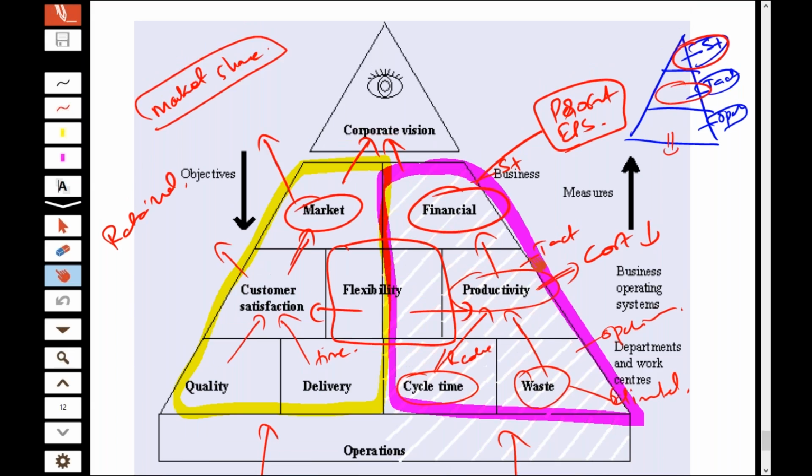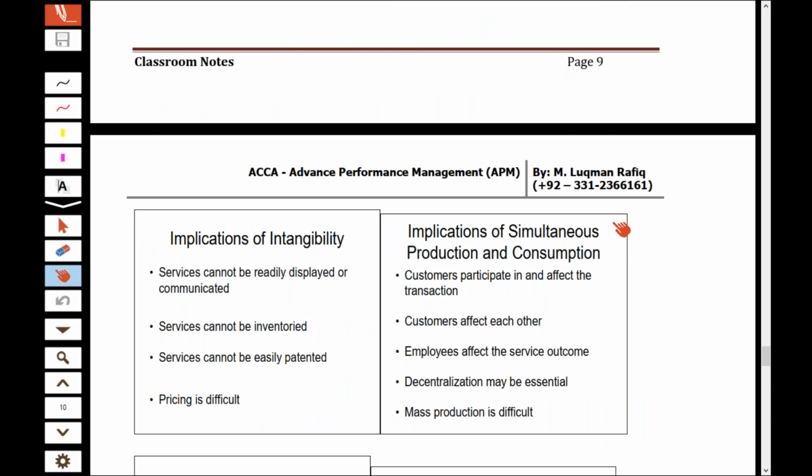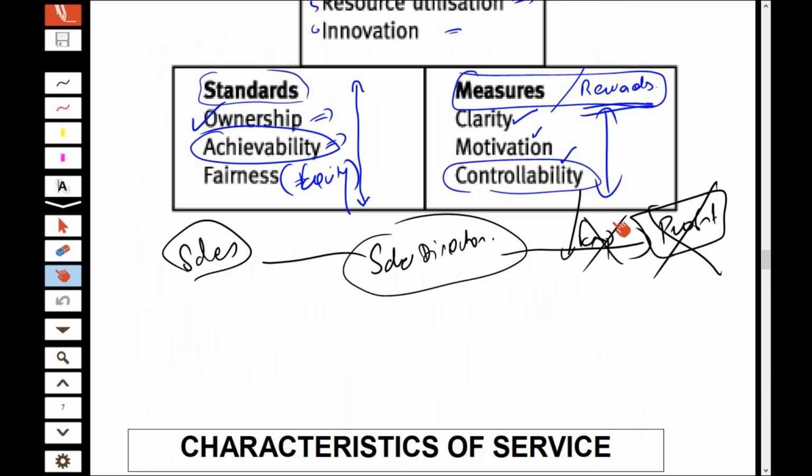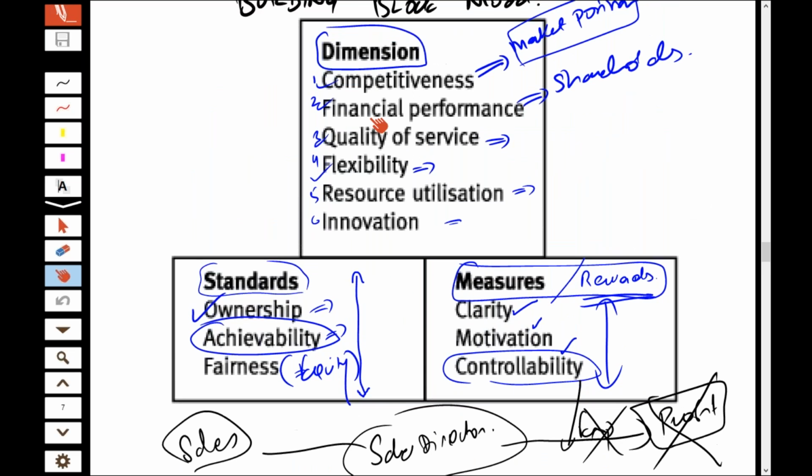There is also a question that a student is asking: can you explain the ownership concept in the building block model? Don't worry, I'll explain. I told you that when you have to measure performance, you introduce performance measures which measure an entity's performance against these 6 dimensions.